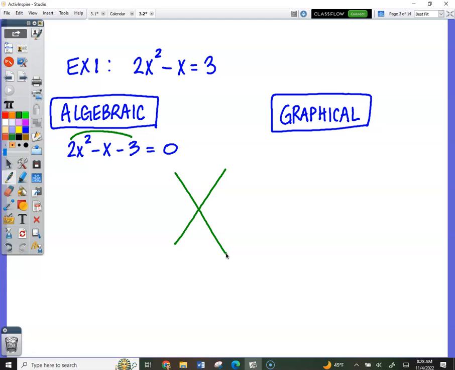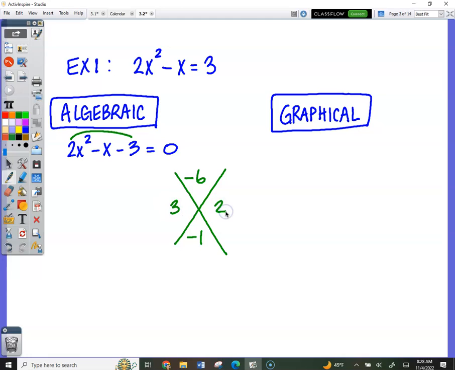2 times negative 3 is negative 6, right? Copy the b term right here. The b term is negative 1. Now it's a guess and check. What numbers will multiply to give me negative 6 and add to give me negative 1? 3 and 2. So 3 and 2.